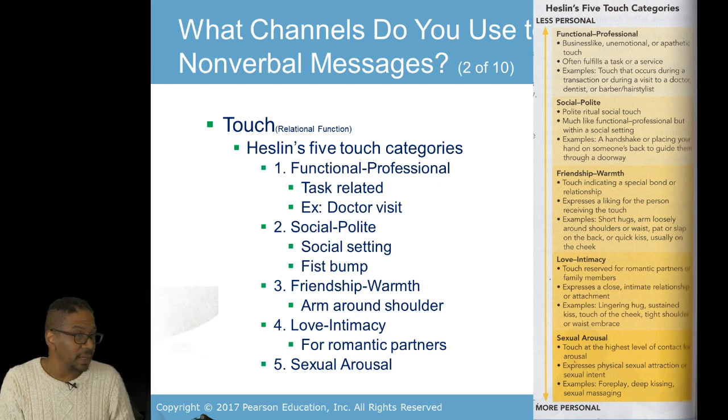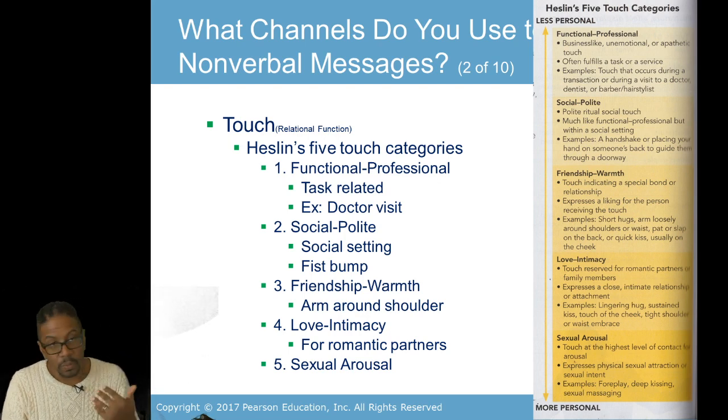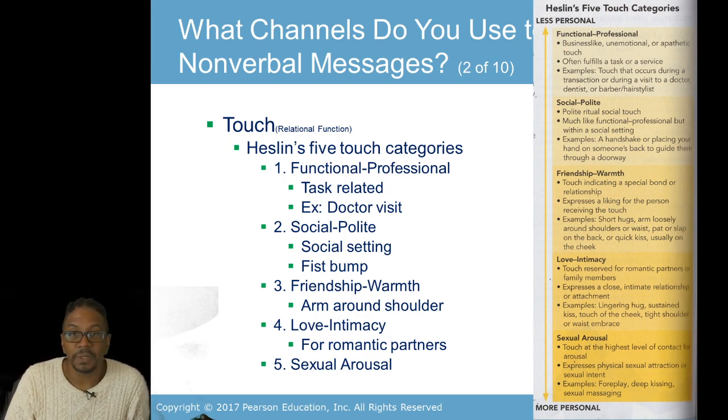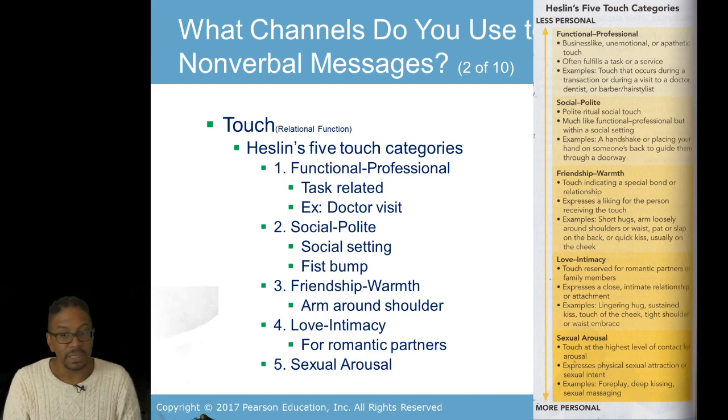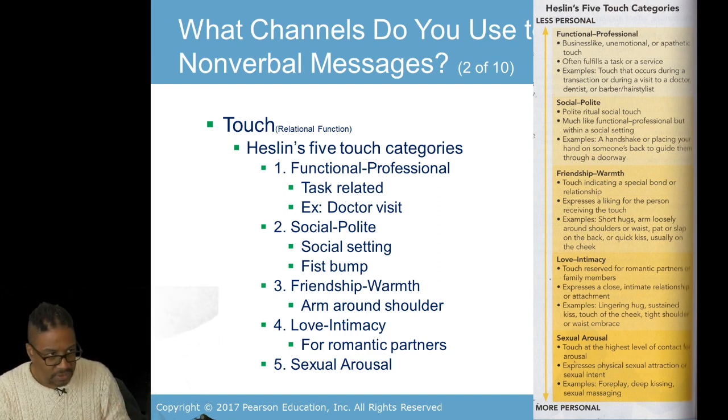Now for the friendship warmth category, putting your arm around someone's shoulder. You wouldn't do that normally with a stranger, so that would show some level of closeness. A pat on the back, maybe a little peck on the cheek, could show a certain level of warmth.